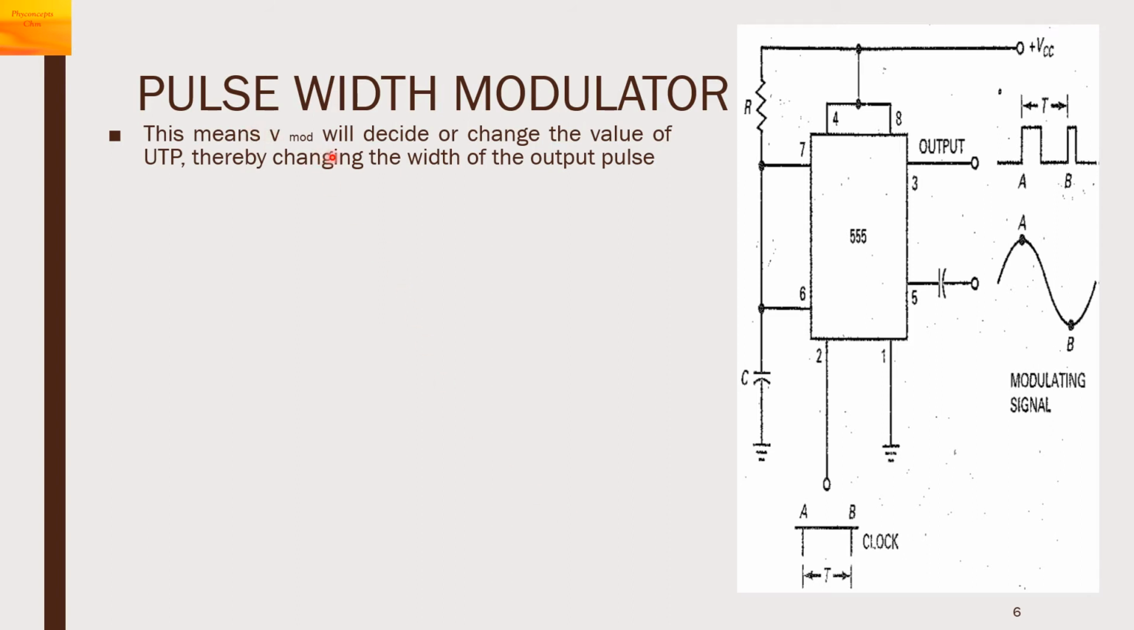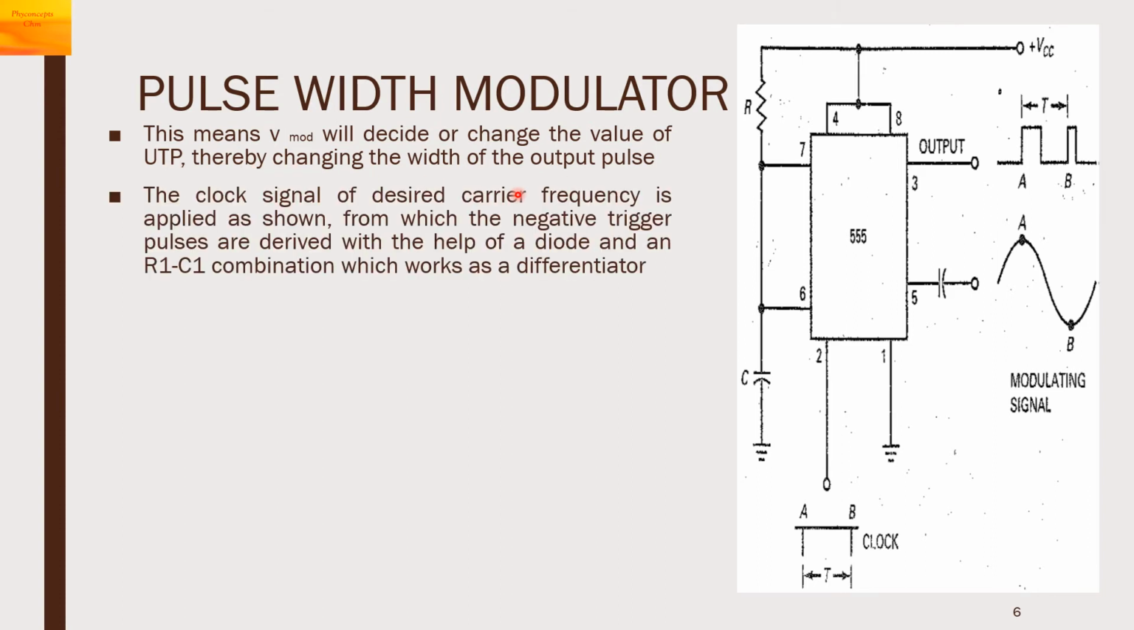This means V mod will decide or change the value of UTP, thereby changing the width of the output pulse. The clock signal of desired carrier frequency is applied as shown, from which the negative trigger pulses are derived. We can derive it with the help of a diode and an R1C1 combination, which will work as a differentiator, that is not shown in the diagram.